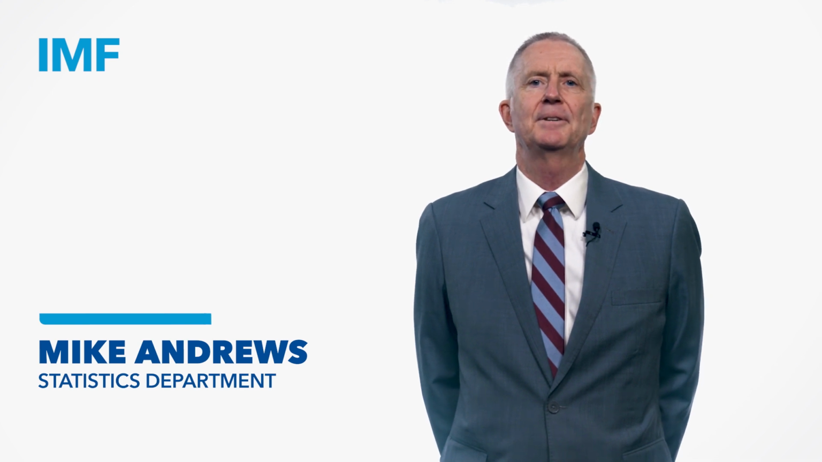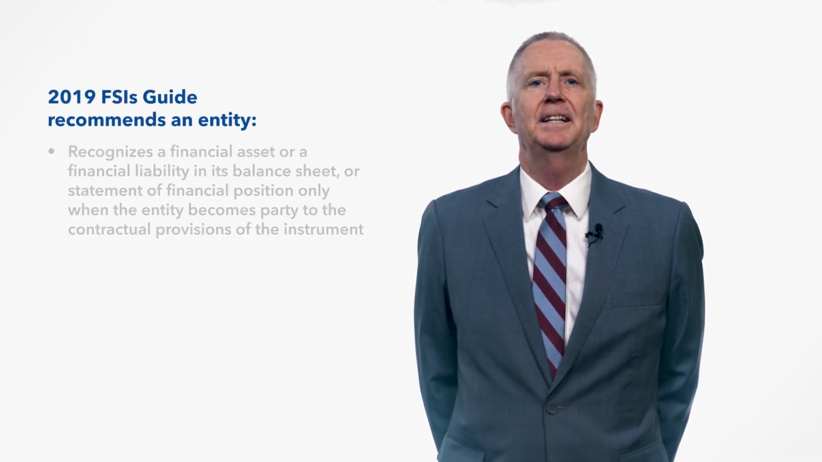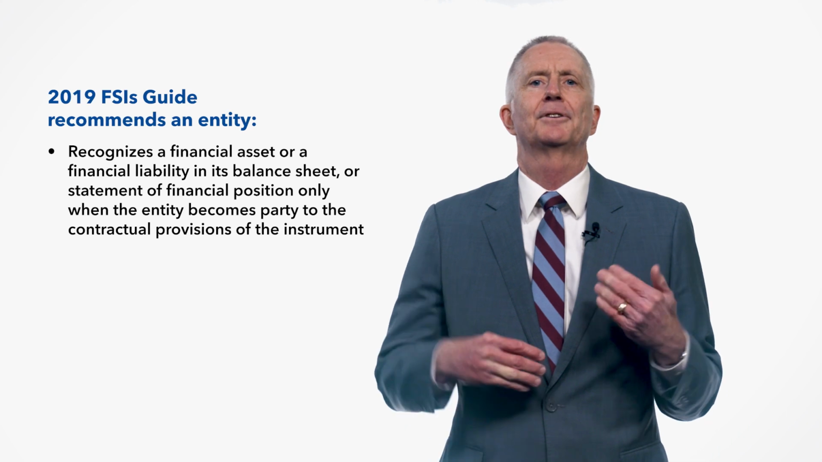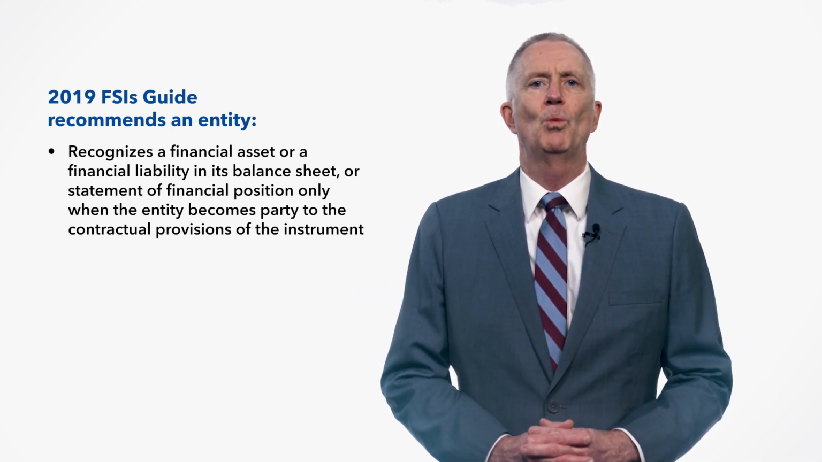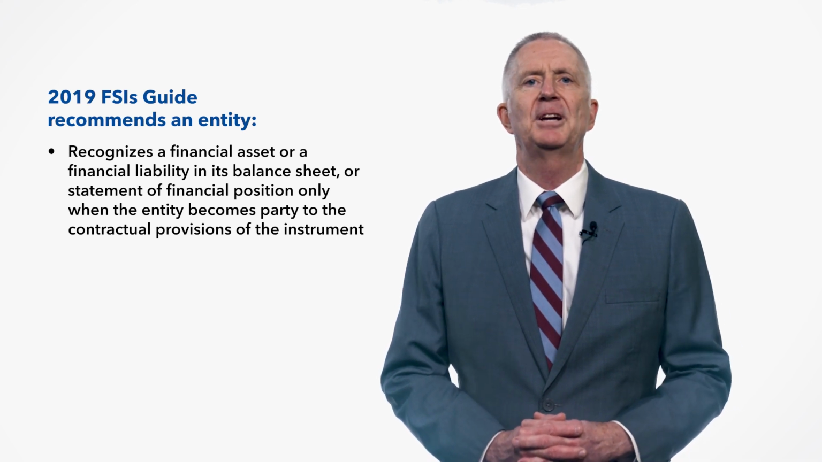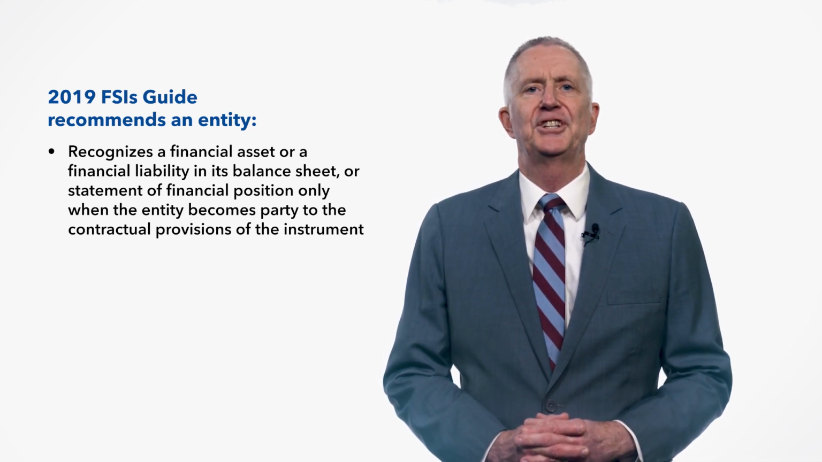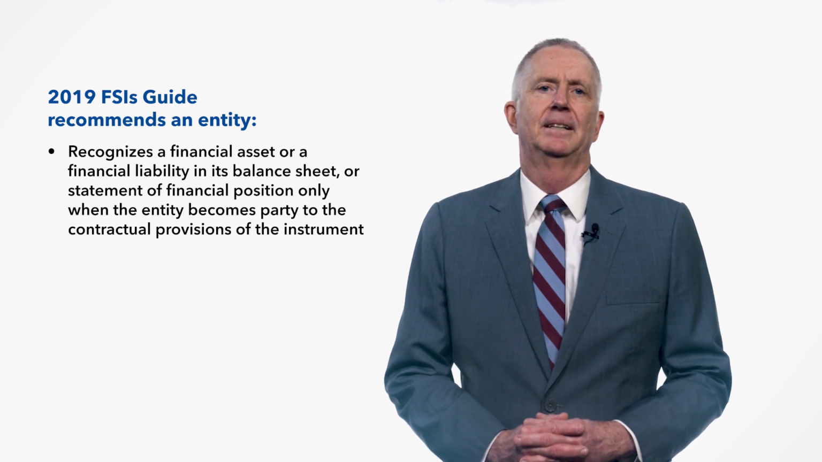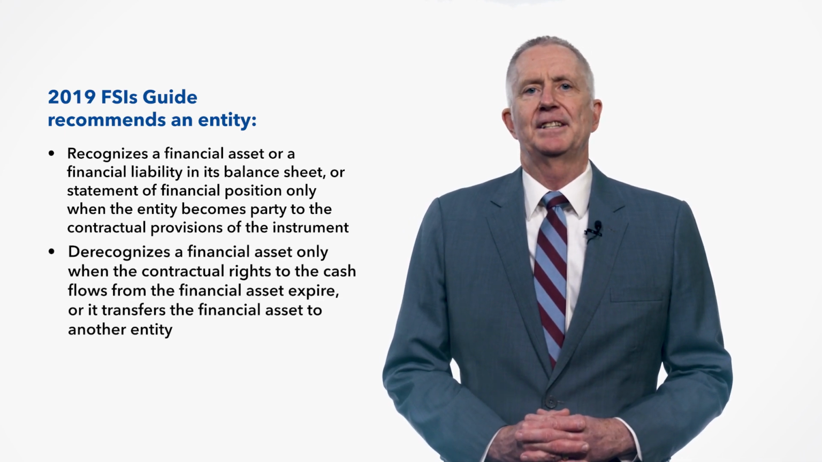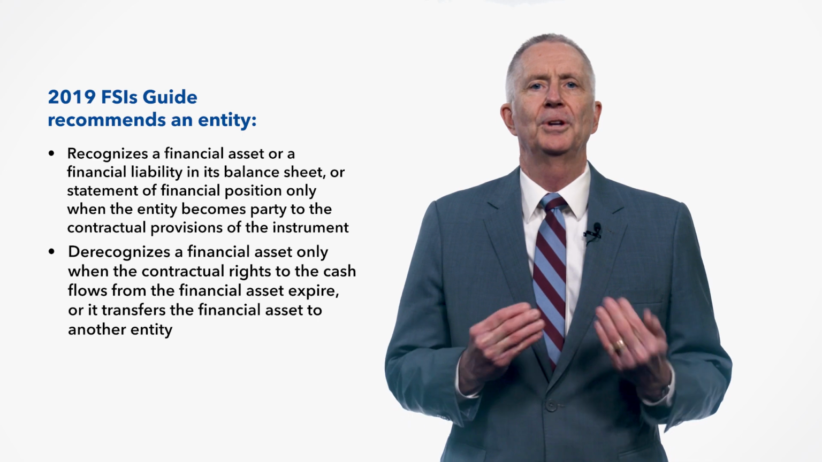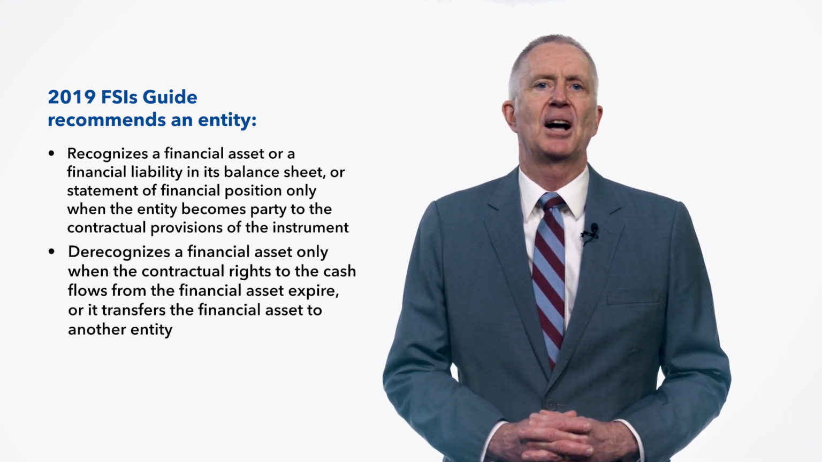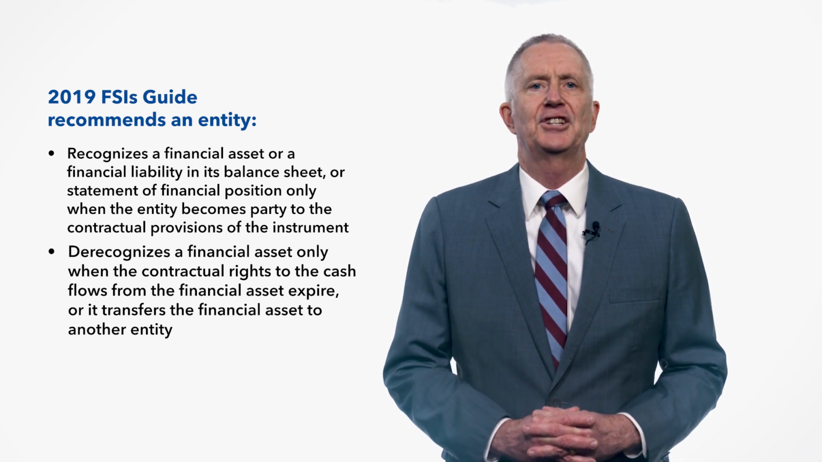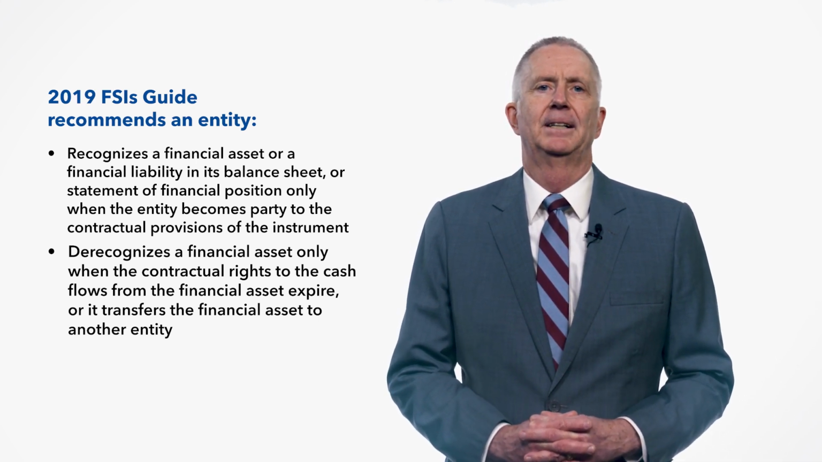The 2019 FSI's guide recommends, consistent with IFRS 9, that an entity recognizes a financial asset or a financial liability in its balance sheet or statement of financial position when, and only when, the entity becomes party to the contractual provisions of the instrument. An entity derecognizes a financial asset when, and only when, the contractual rights to the cash flows from the financial asset expire, or it transfers the financial asset to another entity.